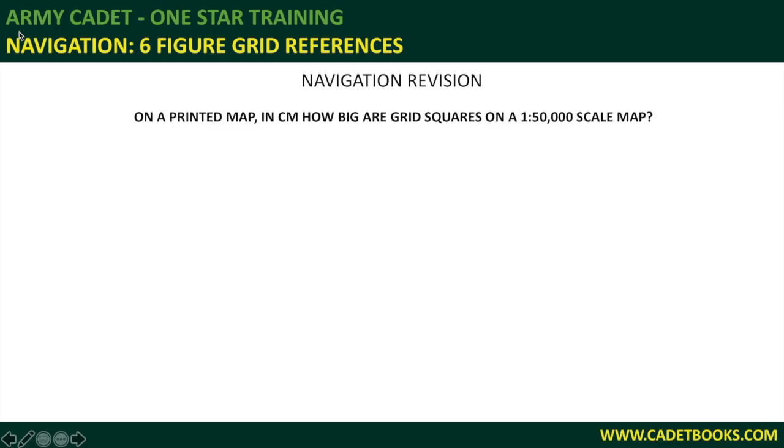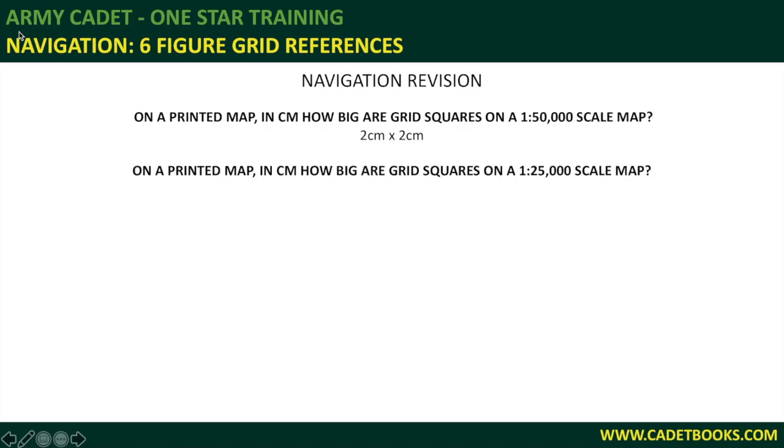On a printed map in centimetres, how big are grid squares on a 1 to 50,000 scale map? 2 centimetres by 2 centimetres. On a printed map in centimetres, how big are grid squares on a 1 to 25,000 scale map? 4 centimetres by 4 centimetres.